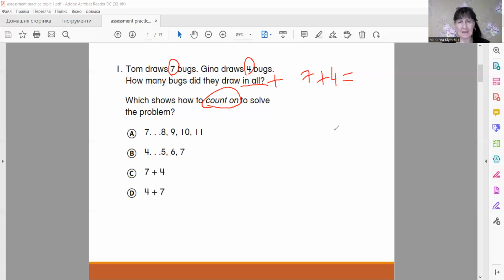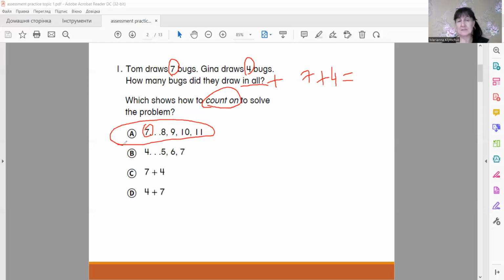This is what we say. This is how we count on. Everyone knows this way. Now we need just to choose. Where do we see this? Okay, let's check the first one. Do we see 7, 8, 9, 10, 11? Yes, we see this here. Okay, this is our answer.